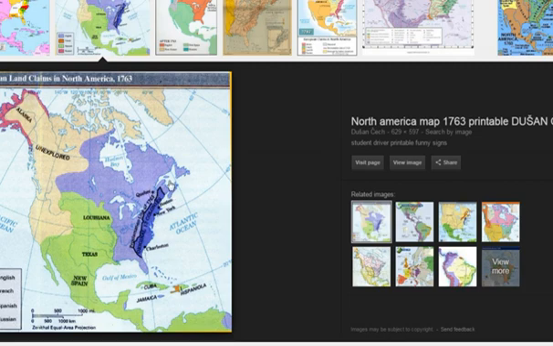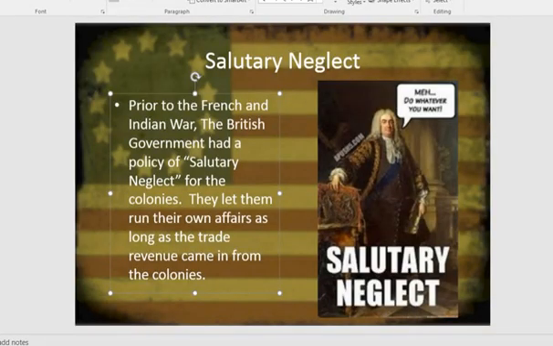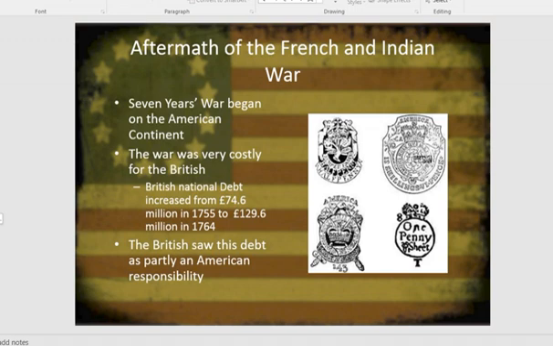So we have the original 13 colonies. Then we have all of this new land that has been basically taken by the British as a result of their victory. That's going to be important. Keep this map in mind. So, salutary neglect, the French and Indian War is over. The French and Indian War began on the American continent. The war was very costly for the British. Basically it increased the British national debt from 74.6 million pounds in 1755 to 129.6 million pounds in 1764. It's a 50% increase in the national debt.